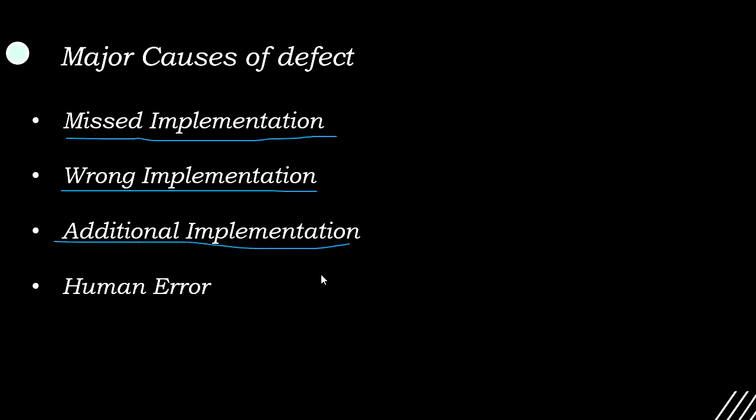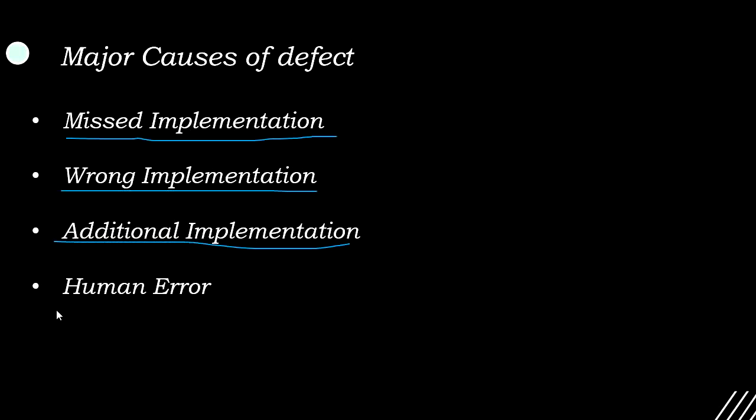Additional implementation is a case where the developer has added additional functionalities or features to this particular requirement, but which is not actually part of this requirement. Okay, say that the requirement has been given to design a page which consists of username, password, date of birth, email address, and other buttons as well, but along with sign in and sign up he might have given some other feature like a cancel button, some other feature he might have added by mistake. Okay, so that leads to the additional implementation.